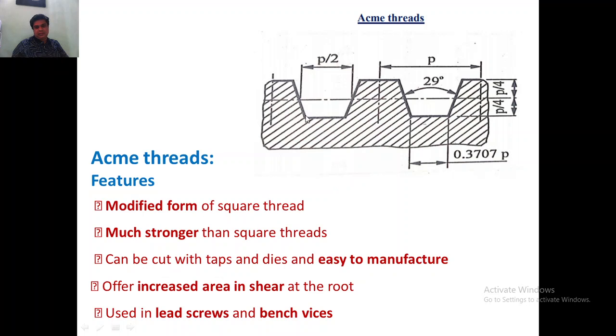Since the faces are inclined, the shear area will be more compared to the square threads. All this shearing and the stresses we will look at in the next sessions while we are analyzing the power screws. And again, these are used in lead screws and bench vices. So usually in a lathe lead screw we have the acme thread, and even in your bench vices we use the acme threads.